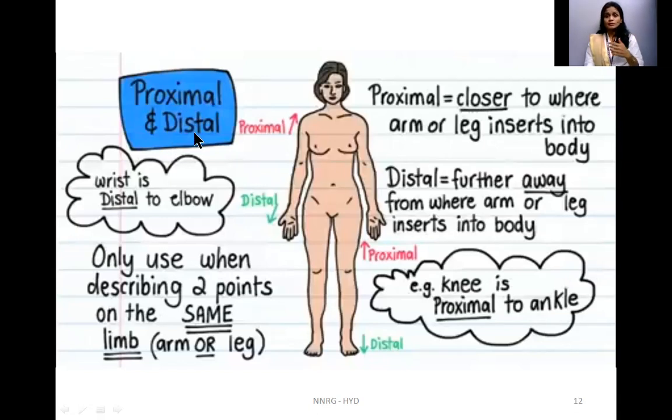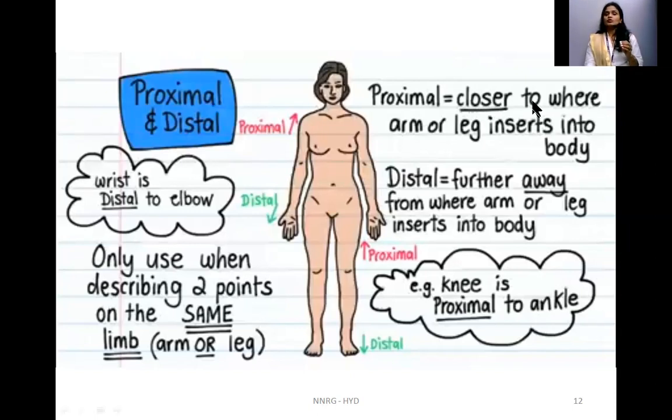What exactly are proximal and distal? Remember, you can use these two words only when you are describing two points on the same limb. Especially, these words are used for the limbs only, upper limbs and lower limbs. Mostly they are used for that only. So you can use these two words only when you are describing points in the same limb. When you want to mention two parts of it, only then can you use proximal and distal.